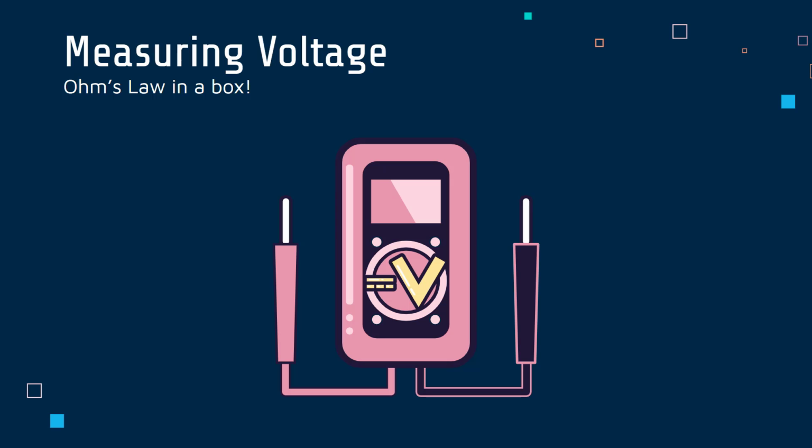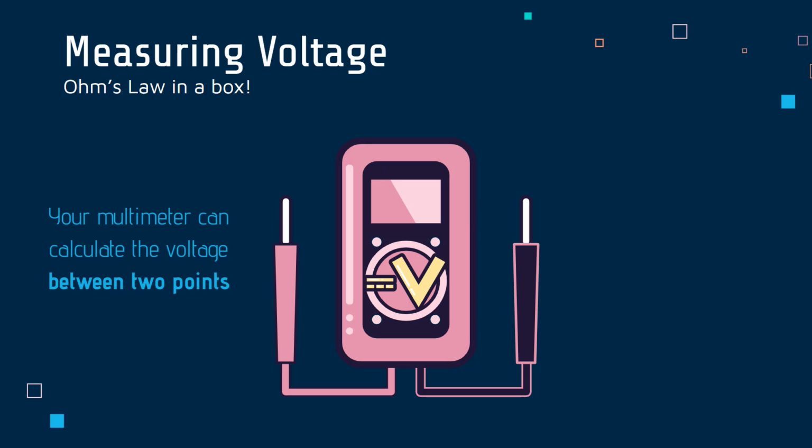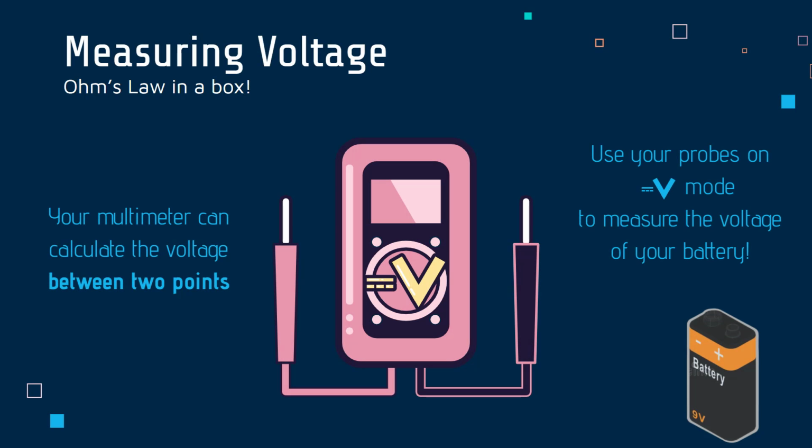Let's put this to the test. We mentioned before that the battery was responsible for producing a voltage and motivating current to flow through the wire. Let's change our multimeter dial to this voltage mode and use our probes to measure the voltage between the positive and negative terminals of the battery in your kit. Pause the video and explore this for yourself.